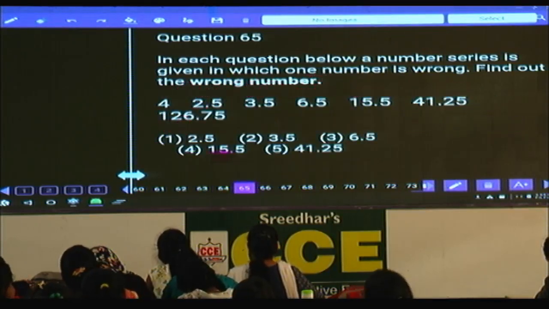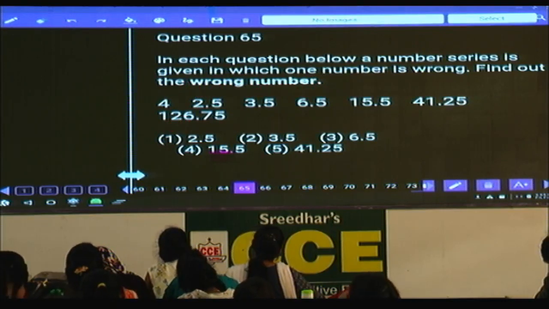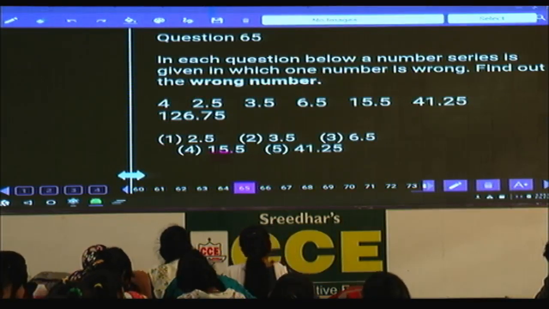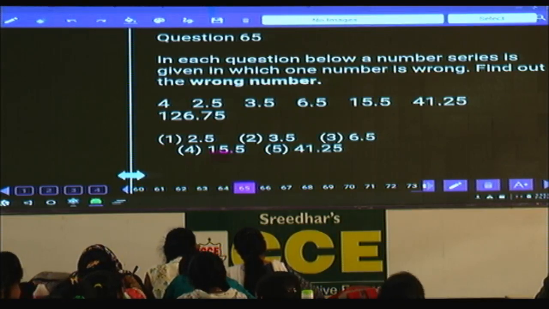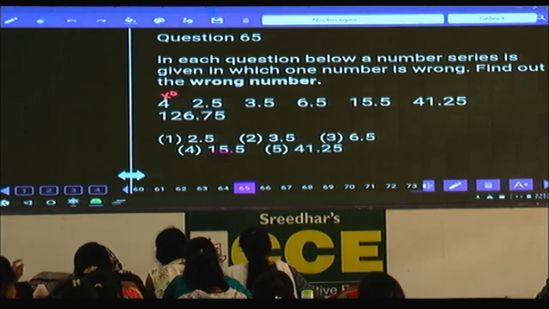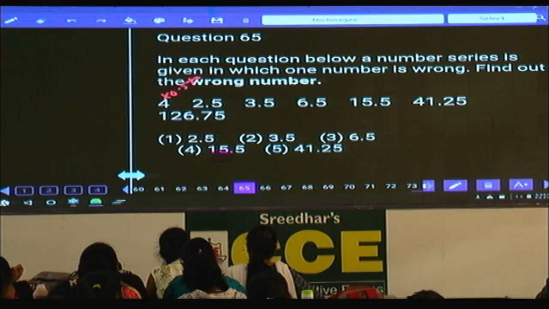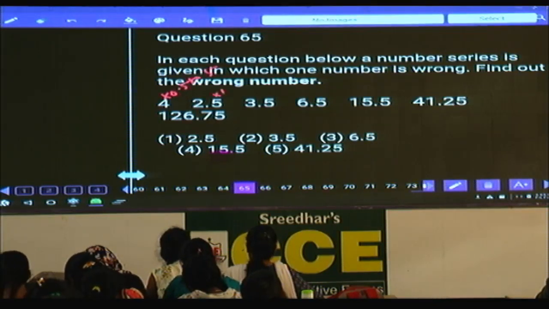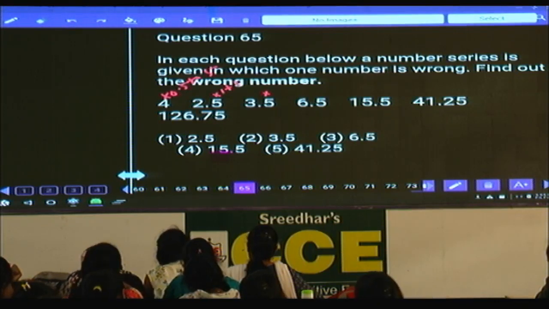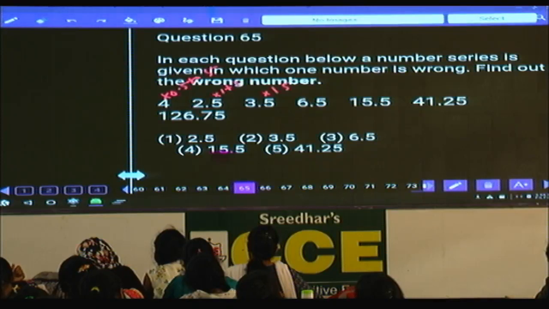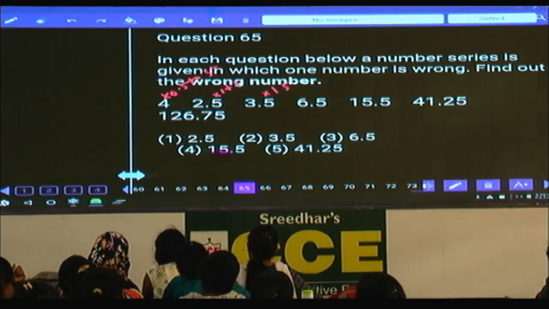Then 65. Now in the 65, 4, 2.5, 3.5 and so on. Tell me 4 and 2.5, how can you express this one? 4 into 0.5 is 2 plus 0.5 is 2.5. Then 2.5 into 1 plus 1. Then 3.5 into how much? 3.5 into 1.5. 3.5 into 1.5 plus 1.5.